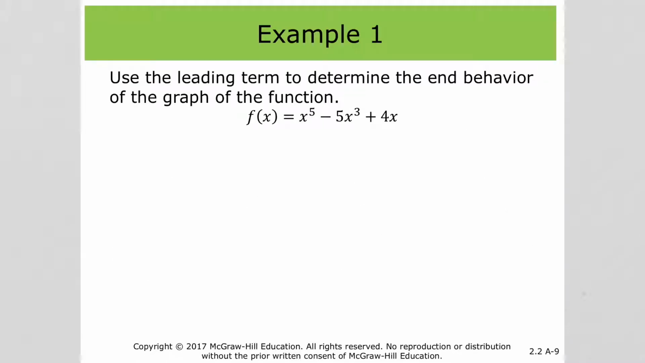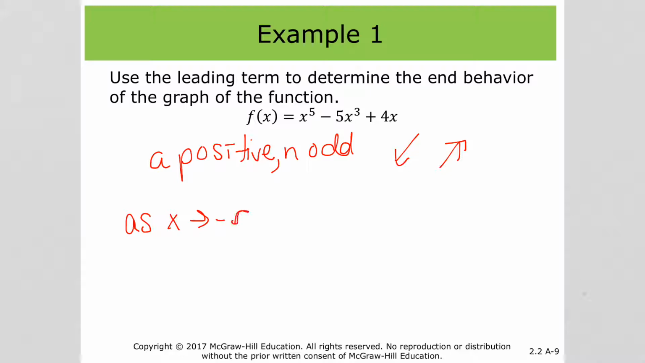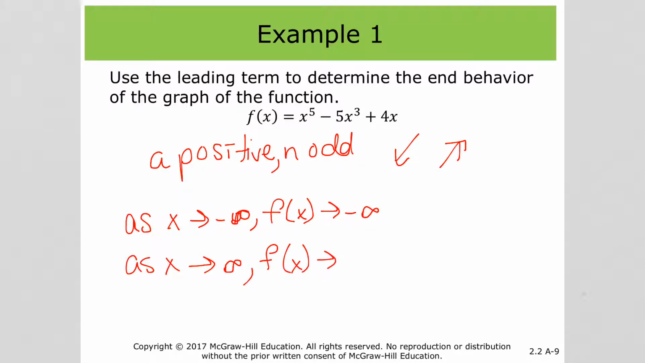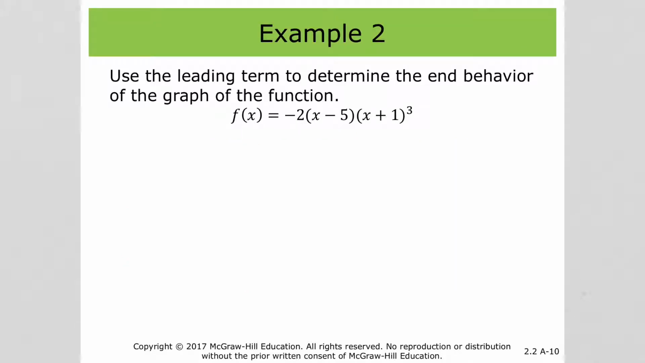So here I can already say that it's going to be down, up. We're going to be moving up to the right because the number in front of x to the fifth is positive and we have an odd degree. Okay, so a is positive and n is odd, so that means we're moving down, up. So we can say that as x approaches negative infinity, then we're going to be moving down. So f of x approaches negative infinity. As x approaches infinity, as it's going to the right, then f of x is going up, so approaching infinity.